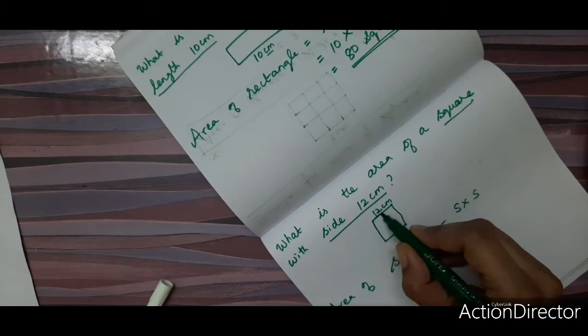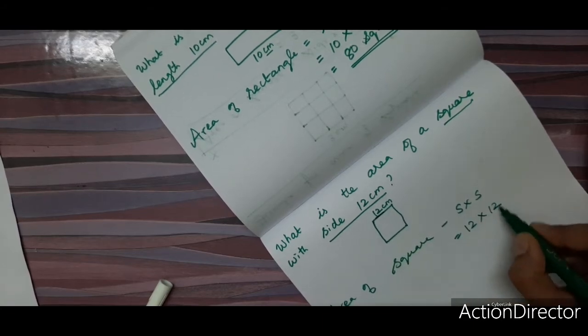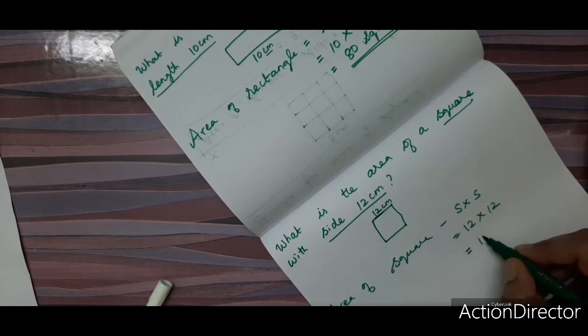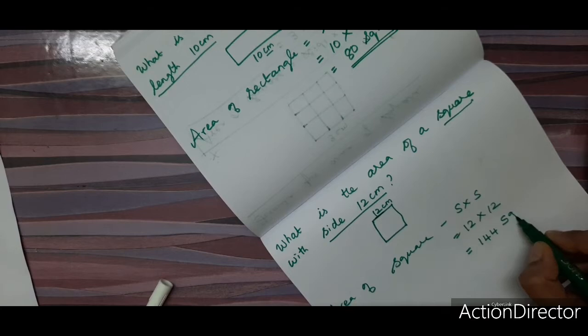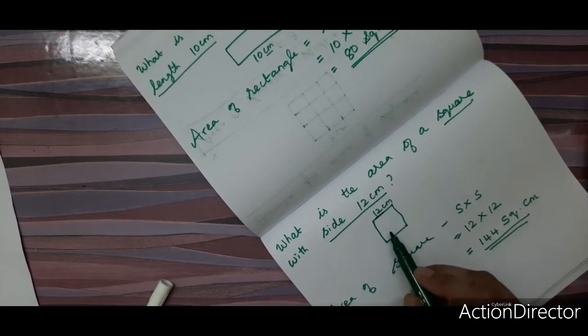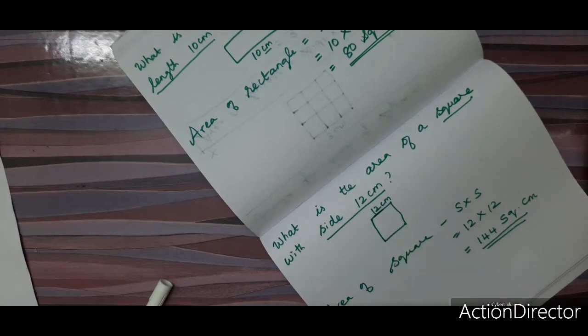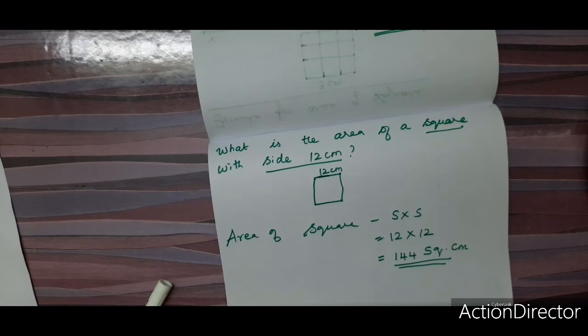So what is the value? Side is 12 centimeter. So 12 into 12. What is 12 into 12? It is 144. So for the answer, what will you write? You will write square centimeter. So this is the answer for the area of the square. This is how you will calculate the area of a rectangle and the area of a square using the simple formulas. Very simple formula. So this is all about this chapter.